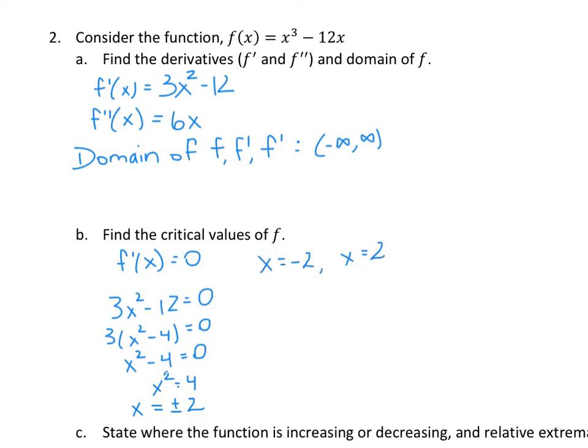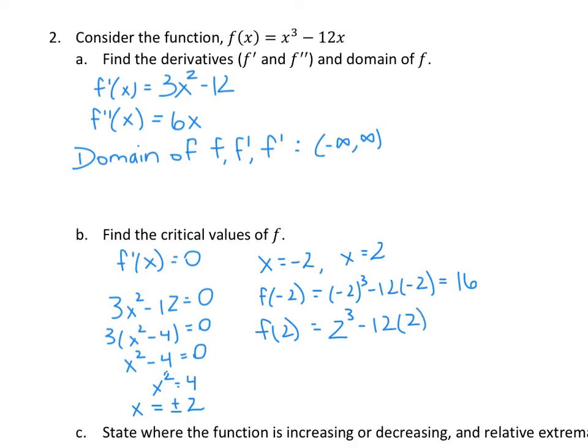Just so that we have the function values later, let's go ahead and plug negative 2 and 2 both into the original function to get the outputs for these x values. So if we plug a negative 2 into our function, we have negative 2 cubed minus 12 times negative 2, which simplifies to give us a positive 16. Then if we plug a positive 2 into our original function, we have 2 cubed minus 12 times 2, which gives us a negative 16. So our two critical points then are negative 2, 16 and positive 2, negative 16.